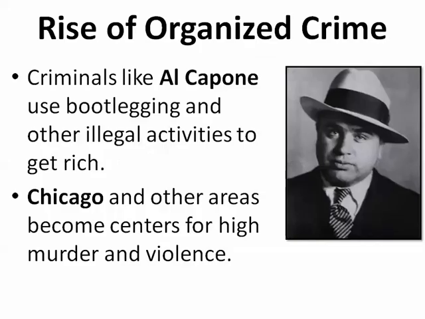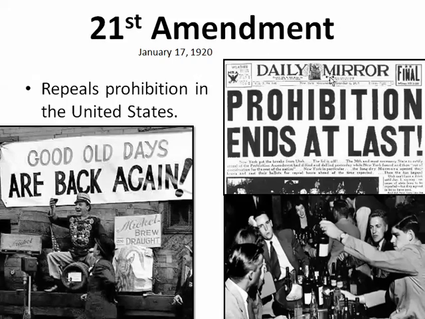And in a negative light is the rise of organized crime. People like Al Capone run bootlegging and other illegal activities to get rich around Chicago. During the Prohibition period, Al Capone made a lot of money and became very rich. But before the Great Depression ended, the 21st Amendment was ratified, and it repealed Prohibition in the United States and brought an end to Prohibition. You see here, good old days are back again. Here's a guy celebrating with some brew.